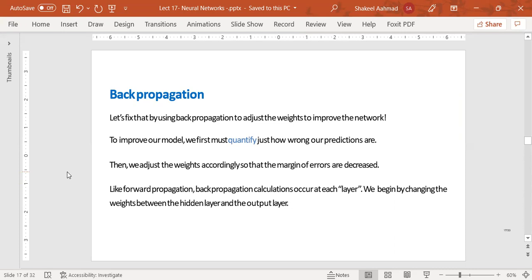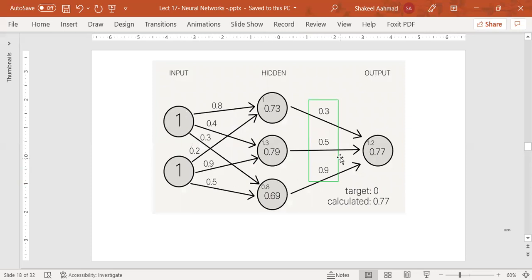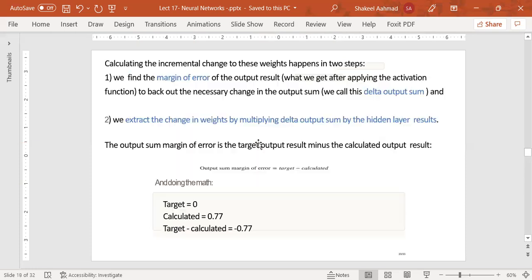Like forward propagation, which we have done earlier, back propagation calculations occur at each layer. We begin by changing the weights between the hidden layer and the output layer. We will start from the output layer and go to the input layer, and that is why this is called back propagation. Calculating the incremental change to these weights happens in two steps. We find the margin of error of the output results we get after applying the activation function, to back out the necessary changes in the output sum. We call this delta output sum. We extract the change in weights by multiplying delta output sum by the hidden layer results.